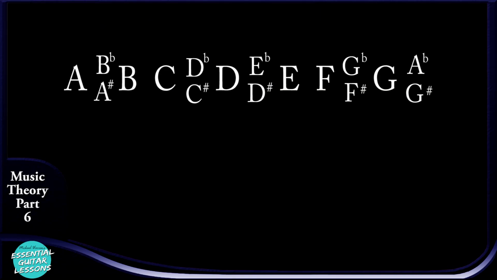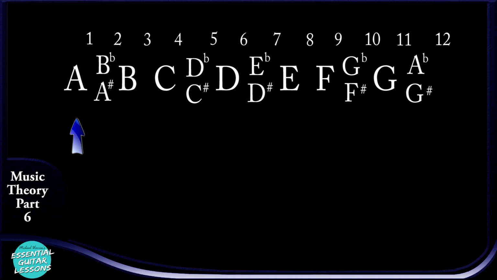So bring up your chromatic scale, and you can see if I start from A, I have a semitone from A to A sharp, a semitone from A sharp to B, a semitone from B to C, a semitone from C to C sharp, a semitone from C sharp to D, a semitone from D to D sharp, a semitone from D sharp to E, a semitone from E to F, a semitone from F to F sharp, a semitone from F sharp to G, a semitone from G to G sharp, and a semitone from G sharp back to A.